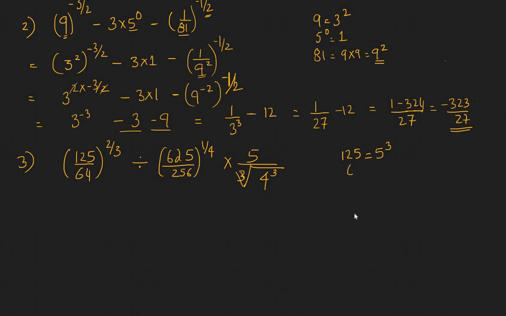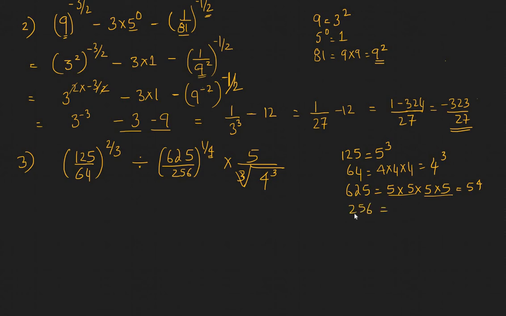125 is 5 cube. 64 looks like 4 into 4 into 4. That's 4 cube. 625 is to its power, so I have to get something of the order of 4. So this is 5 into 5 into 5 into 5. That's 625, which is 25 into 25. So that's 5 power 4.